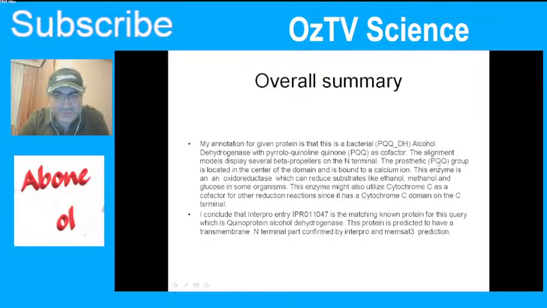The prosthetic group is located in the center of the domain and is bound to a calcium ion. See, drink your mineral water. Calcium is good for us. This enzyme is in bacteria too, and remember there's gut bacteria too. This enzyme is an oxidoreductase, which can reduce substrates like ethanol, methanol, and glucose in some organisms. It's a detox enzyme. That's basically what it is.